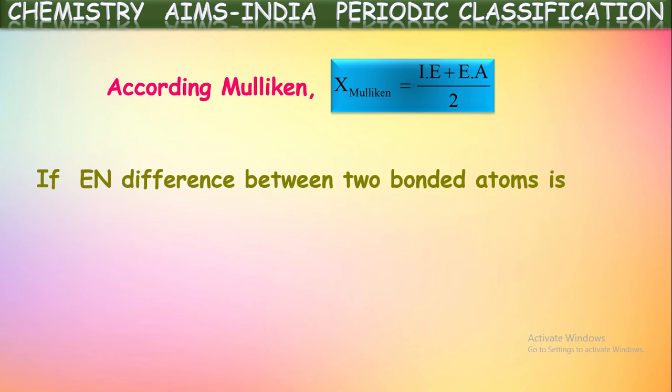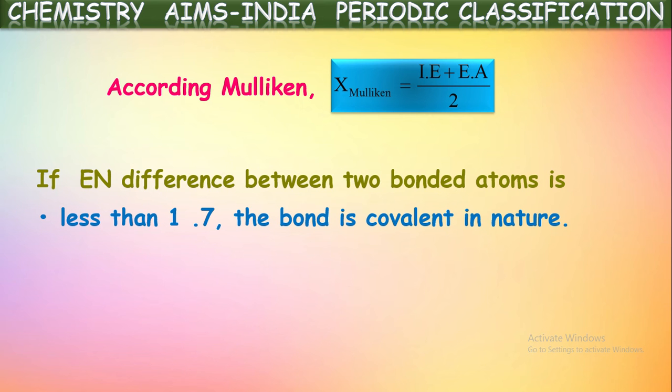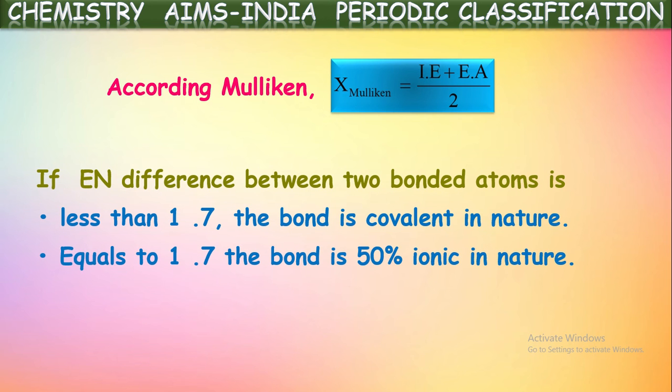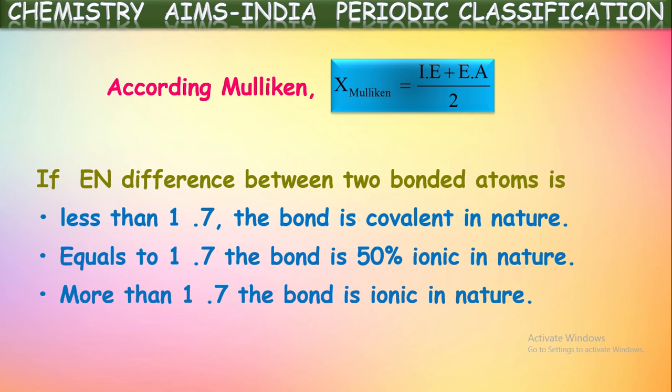if the difference between the electronegativities of two atoms in a bonded molecule is less than 1.7, then the bond is said to be covalent in nature. If it is equal to 1.7, then the bond formed between them is said to be 50% ionic in nature. And if the electronegativity difference is greater than 1.7, then the bond is said to be completely ionic in nature.